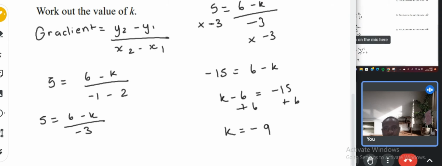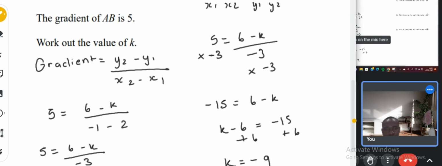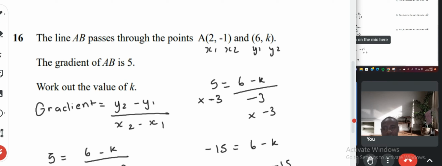So it says the line AB passes through point A and this point. The gradient of AB is 5. Work out the value of K. Alright. Gradient is change in Y over change in X. So 5 is 6 minus K.